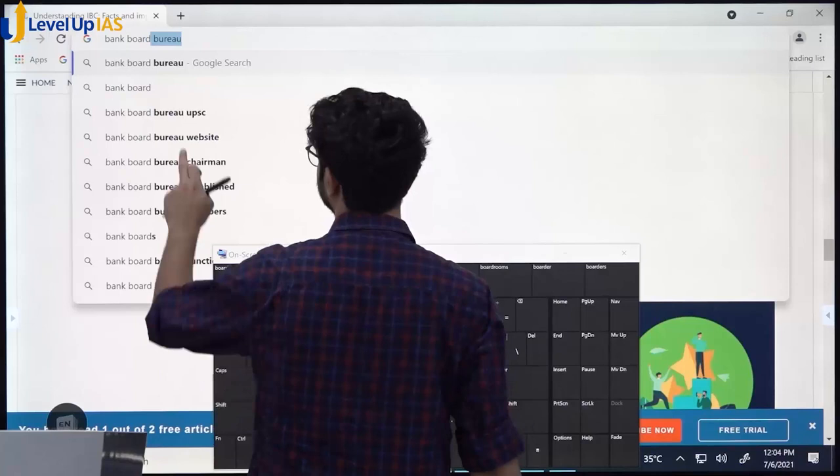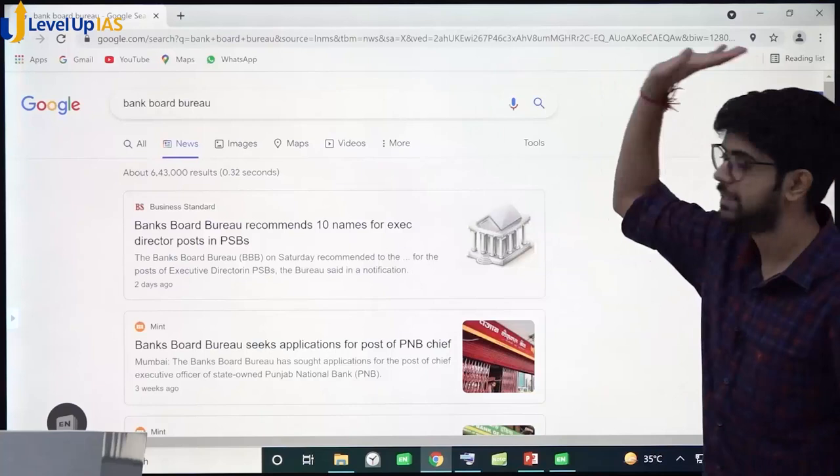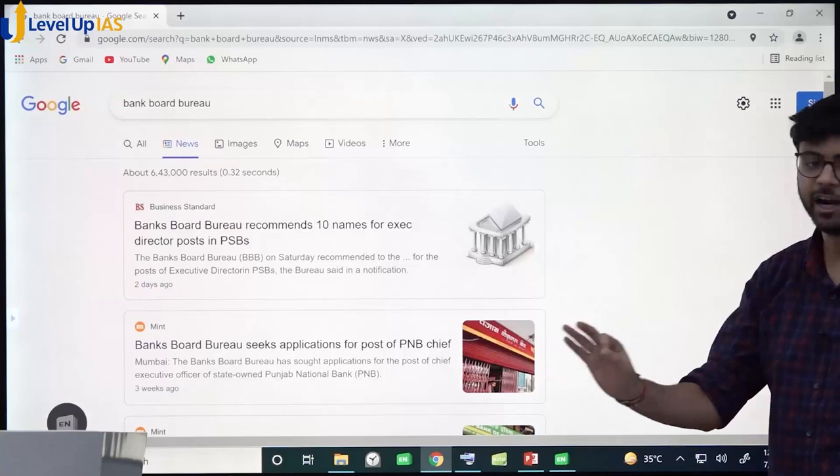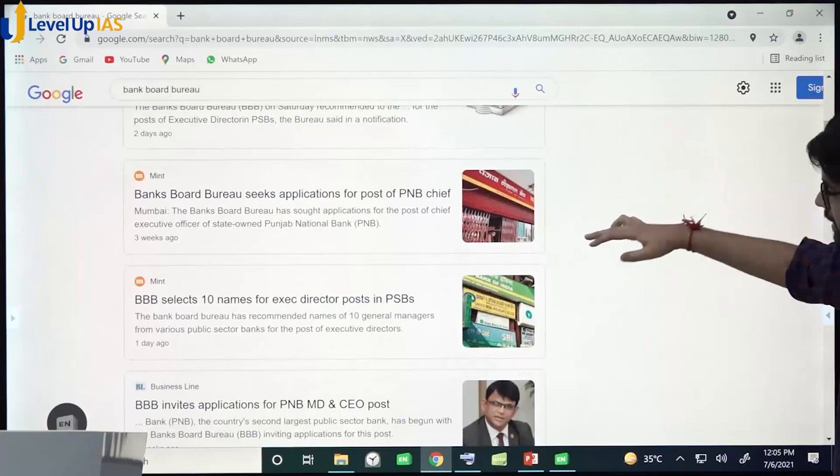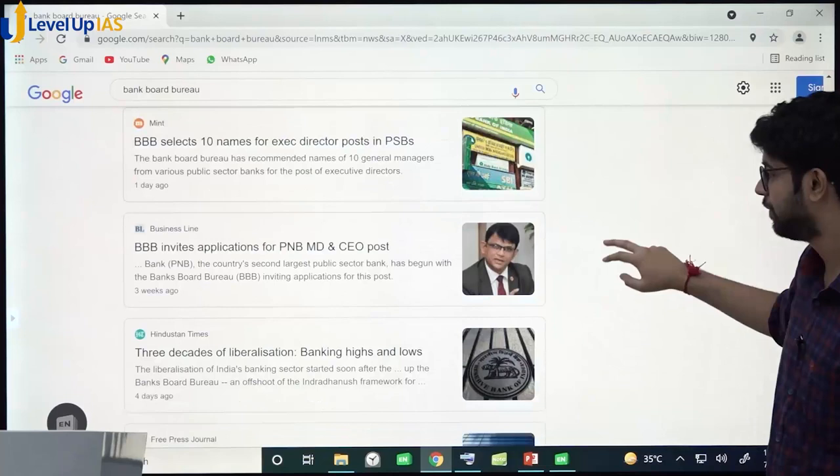See this news. What is the headline? Bank Board Bureau recommends 10 names for executive director post in public sector banks. Yes or no? 6 applications for the post of PNB chief. It is asking for applications. Next. Same. PNB MD and CEO post. Managing director and chief executive officer.